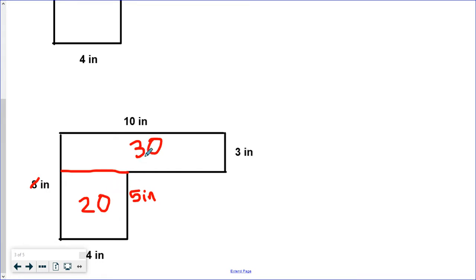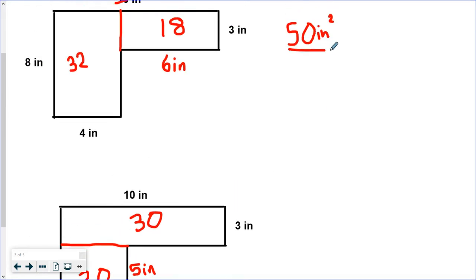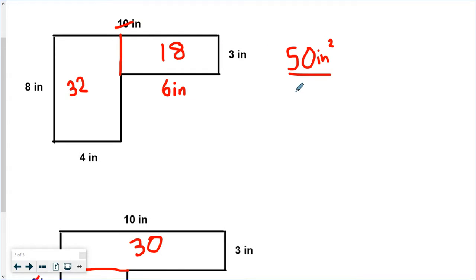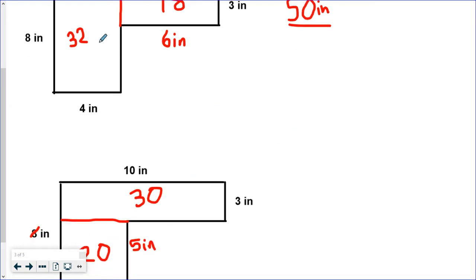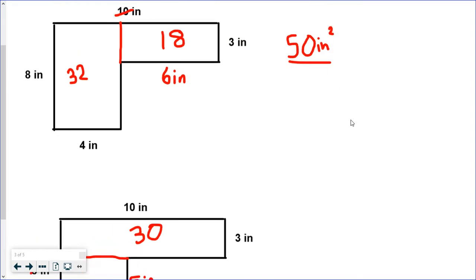And now I want to add both these numbers together. 30 plus 20 is going to give me 50. So I got the same answer. So that's a good way to check to see if you did it right. Both ways you do it, even though you get two totally different numbers, when you add them together, you should still get the same answer, which is 50 square inches.